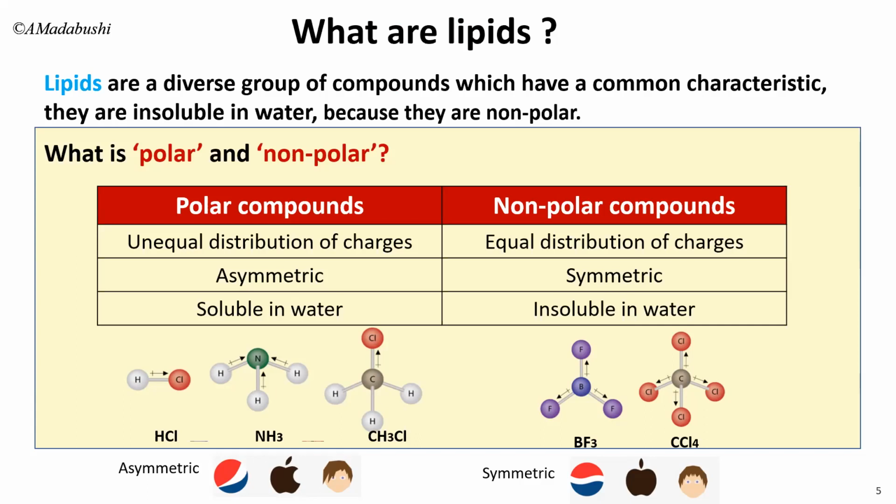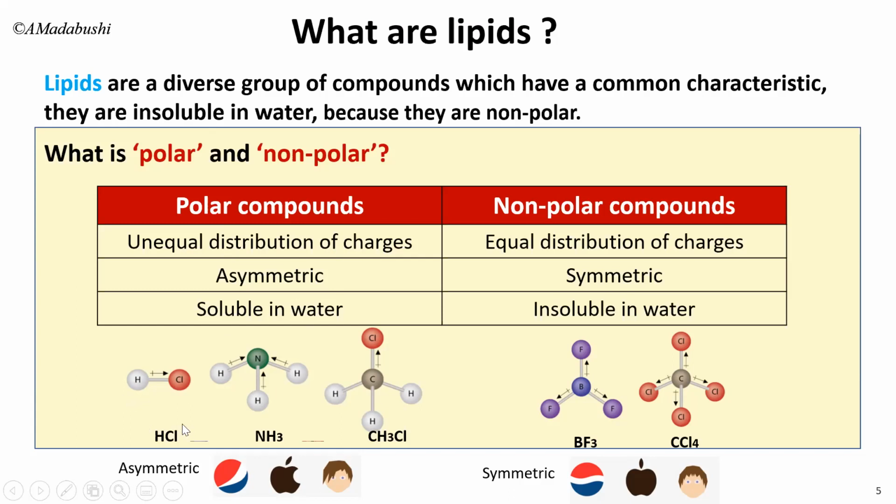When I was in college and people would say polar and non-polar, sometimes it would sound so confusing. So I thought, okay, let's start with addressing that. What is polar and what is non-polar? I thought it would be a good start. So polar is unequal distribution of charge. We're just going to tackle the left side first, then we come to the right side. They are asymmetric molecules and they are soluble in water. So let's see, what does it mean?